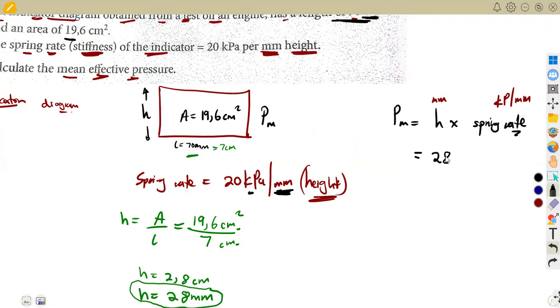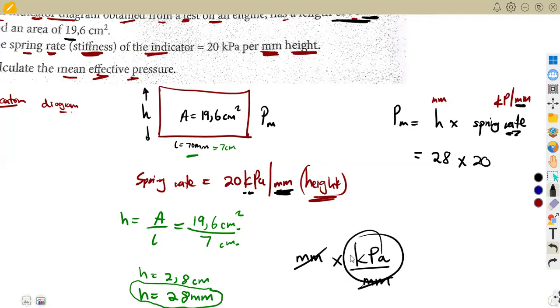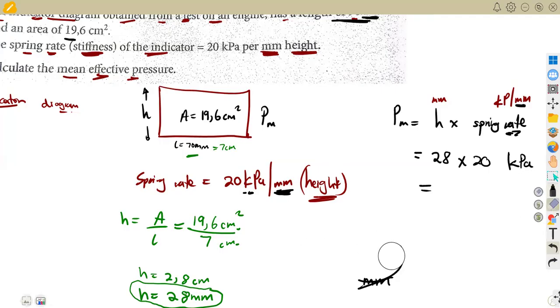So we've got 28 millimeters times the spring rate per millimeter. So this is 20 kilopascal. Like I said, this is millimeter. As you can see, guys, if we say millimeter times kilopascal per millimeter, I said per means over, divided by millimeter like this. So what's going to happen? This will cancel. You are left with what? Kilopascal. So your answer in this case is the pressure directly in kilopascal. That is the idea there. If you multiply 28 times 20, that is going to be 560 kilopascal. So that is our indicated mean effective pressure.